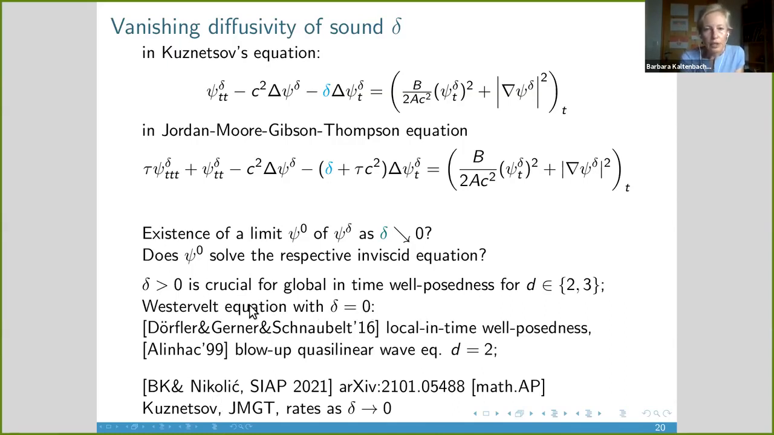And of course, to mention previous work, in case of delta equal to 0, what is also clear is one cannot expect global in time existence of solutions anymore. That's already the consequence of the quasi-linear wave equations paper of Alinhac of 1999, because it's then clearly a quasi-linear wave equation. Well, let's skip this gradient term. So basically this term was more or less considered in this paper, and it was shown that in two space dimensions it blows up in finite time.